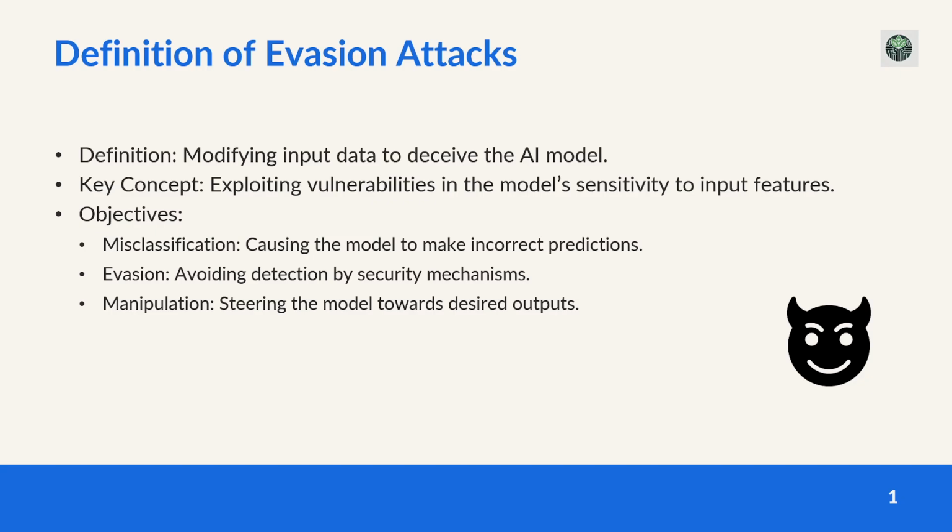The objectives of evasion attacks vary. Attackers might want to cause misclassifications. This is when a model makes the wrong prediction, or they might aim for evasion, where the goal is to bypass some security measures completely unnoticed. In some cases, the attacker might want to manipulate the model to achieve specific or desired outcomes, such as influencing the AI's decision making in their favor.